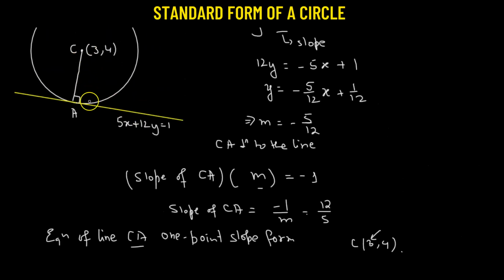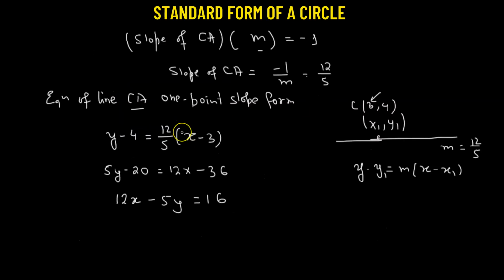Now we have two lines. We have the equation of the new line CA that we obtained just now, and we have the original line 5x plus 12y equals 1. If we solve those two lines, we are going to get the common intersection point. So this is going to give us the intersection point A, the coordinate of the point where the line touches the circle. Fine.